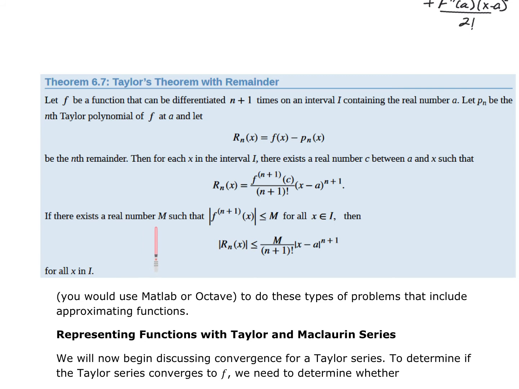And if there exists a number M such that the derivative is bounded from above for all x in I, then the absolute value of our remainder R sub n must be less than or equal to M, my bound, over n plus 1 factorial multiplied by the absolute value of x minus a raised to the n plus 1, for all x in I.